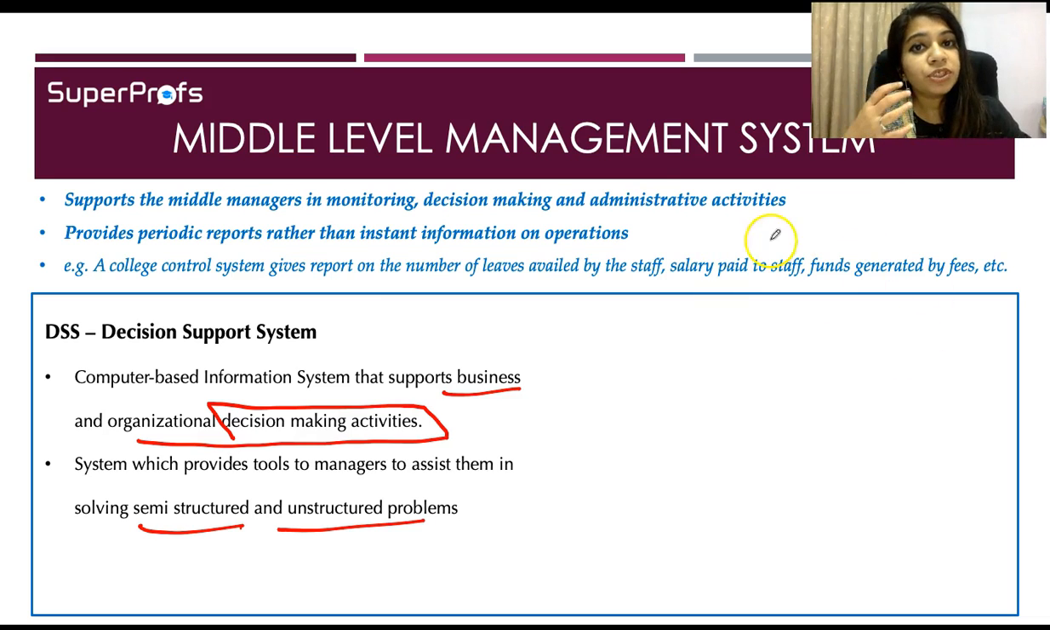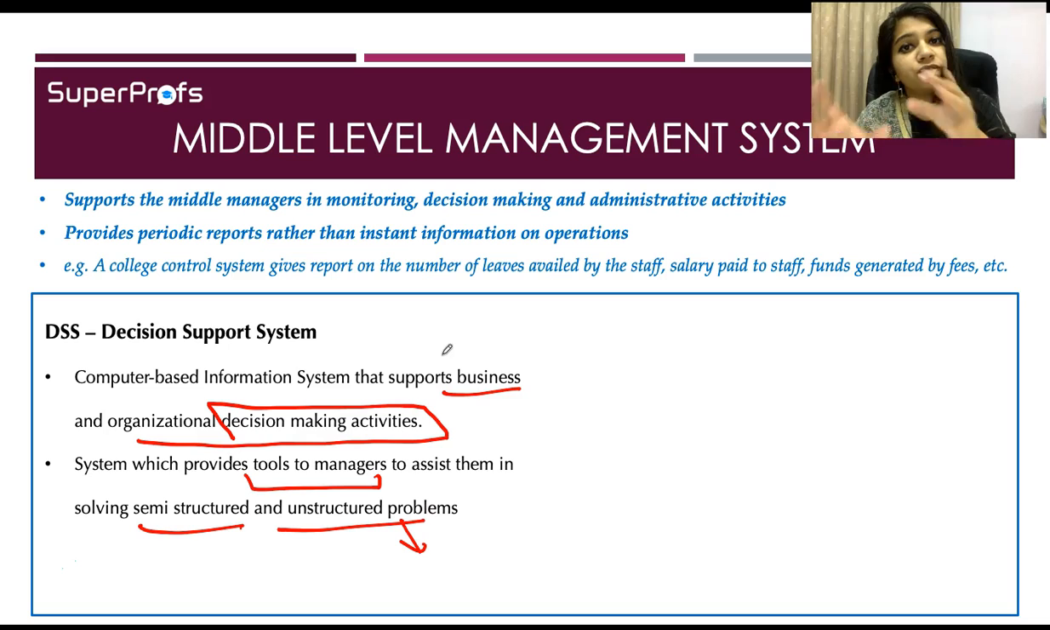However, there are problems which may or may not have occurred, or which are semi-structured or unstructured. Unstructured is a completely new problem, a new issue that you did not understand and that has never occurred before. Semi-structured means it has kind of occurred before, but it is slightly different now. So a decision support system will provide tools for managers to ensure that they take decisions to solve these problems. Alright, what are these tools?